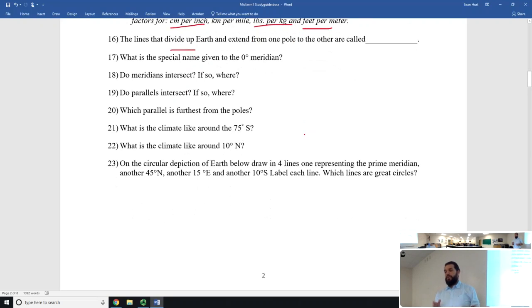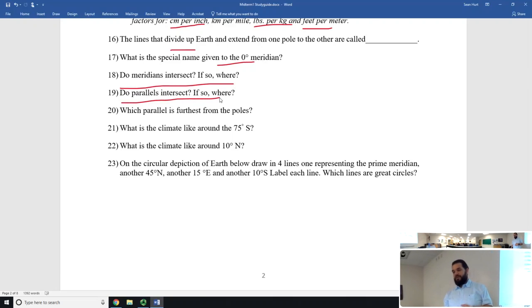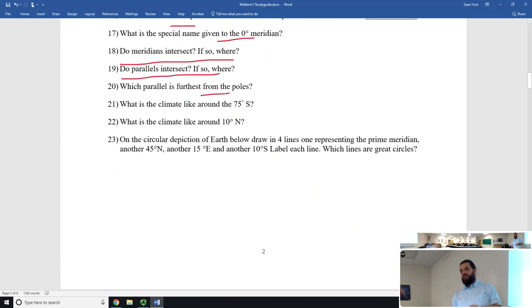Lines that divide up Earth and extend from one pole to the other are meridians. Those are the lines of longitude. What's the special name given to that meridian? Do you all know that one? Prime meridian, right? Where do meridians intersect? Yes, they intersect at the poles. Do parallels intersect? No, they don't intersect.